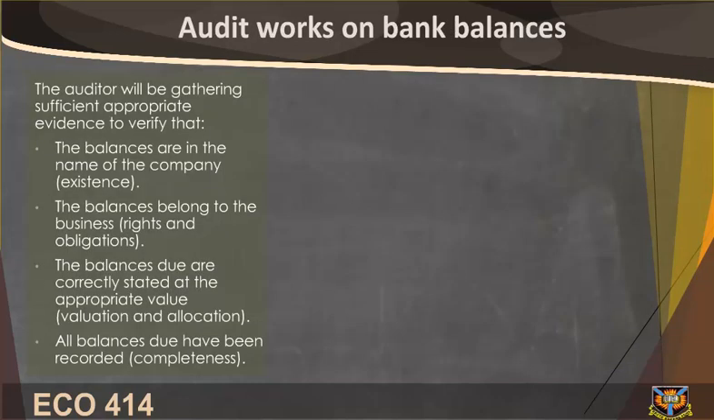Audit work on bank balances. The auditor will be gathering sufficient appropriate evidence to verify that the balances are in the name of the company, existence. The balances belong to the business, rights and obligations. The balances due are correctly stated in the appropriate value, valuation and allocation. All balances due have been recorded. Completeness.